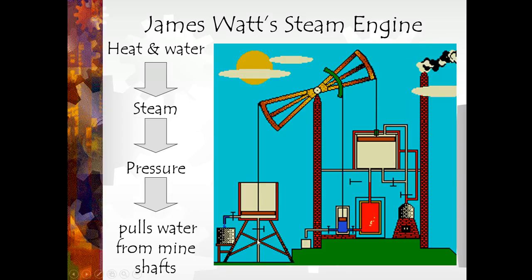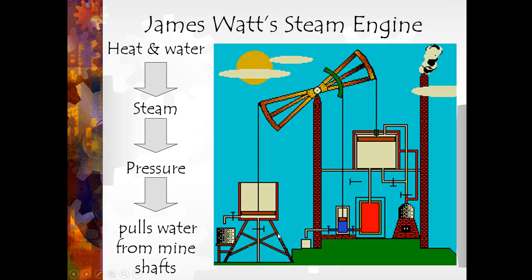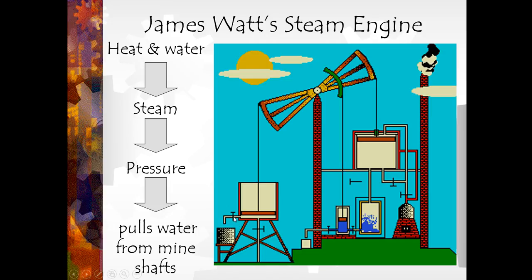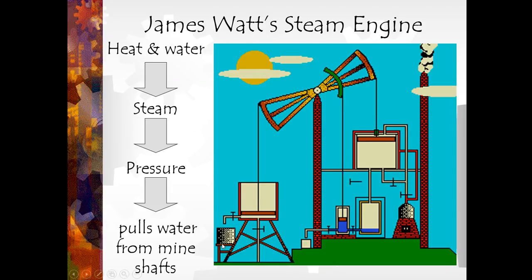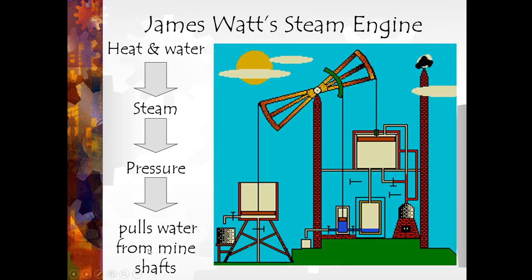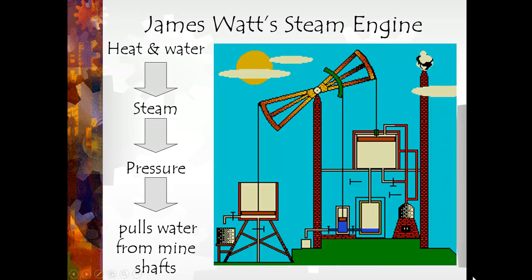And so what they're doing is suctioning water out of the ground and then damming it up right here so the water can't go back down, and releasing the water over here, which will put the water right here in this bucket. So what this steam engine is doing is pulling water out of the mine shafts so that workers can continue to get down into those mine shafts and mine for coal. So that's what this is. This is what the steam engine looked like.